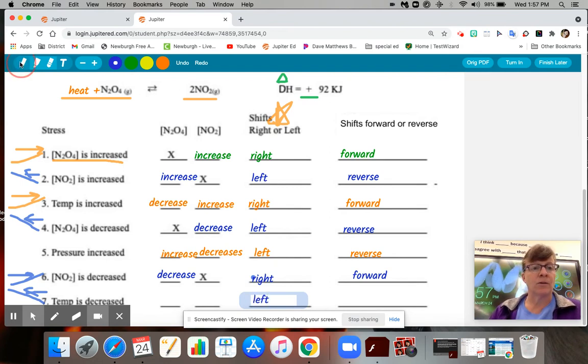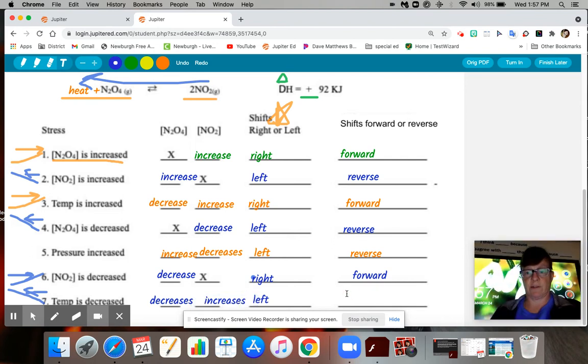Let's draw that arrow, and that's going to tell us the next step. NO2, where it's right, that's where it's coming from. This is where it's going. Where it's coming from decreases. And N2O4 is where it's going. That's where the arrow is. So that's going to increase. And you can see this is clearly going in reverse.